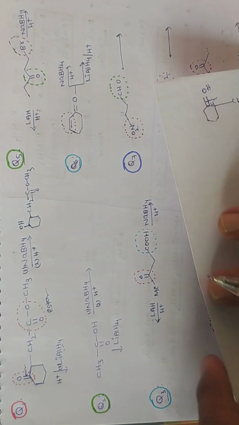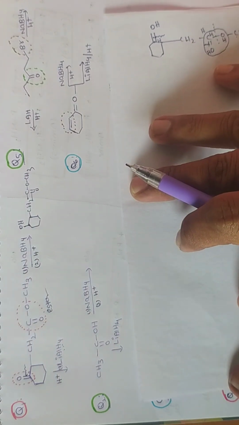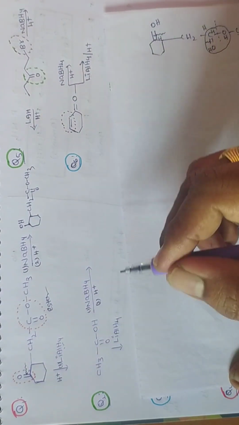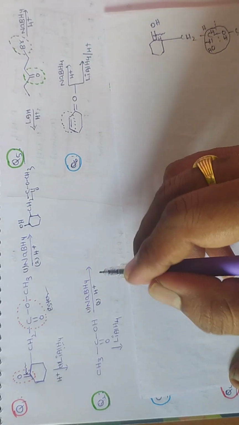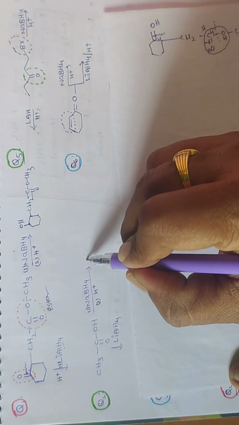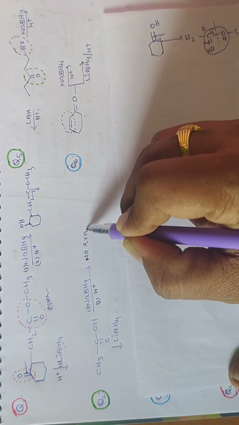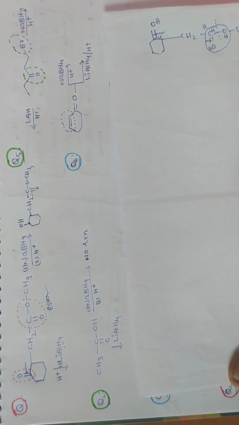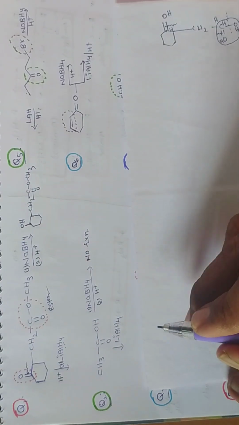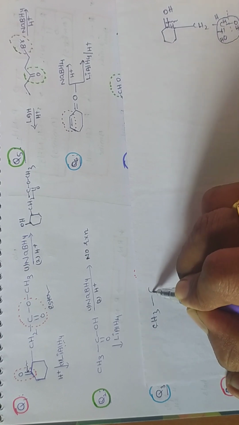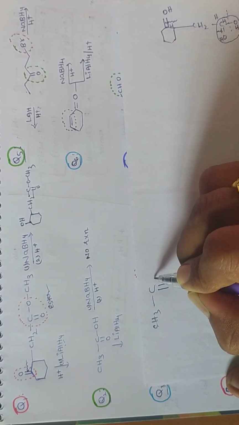Next question. Now this is an acid functional group, right? This is RC double bond OH, an acid functional group. Acid functional group reacting with sodium borohydride gives no reaction, because sodium borohydride cannot reduce an acid. Whereas now this is lithium aluminium hydride, CH3 C double bond OH.